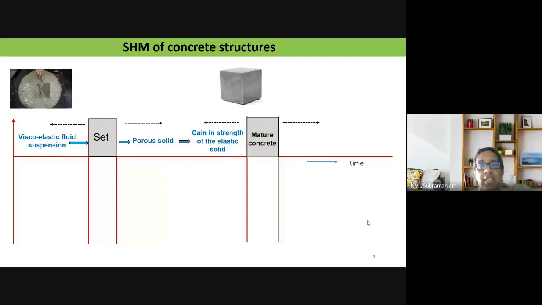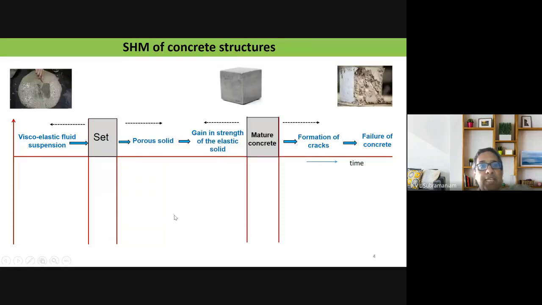In terms of structural health monitoring of the concrete structure, keeping in mind these different stages, concrete starts out as a viscoelastic fluid suspension, then it changes into a solid. Initially, it's like a porous solid, and it gains strength. At that stage, we call it mature concrete, usually after about 28 days or so after casting. And then cracks form. The formation of cracks takes place in this stage itself, in a matter of a few days. Those cracks, when the structure is in service, slowly grow. And eventually, of course, if we don't attend to those cracks, we can have failure of the concrete structure.